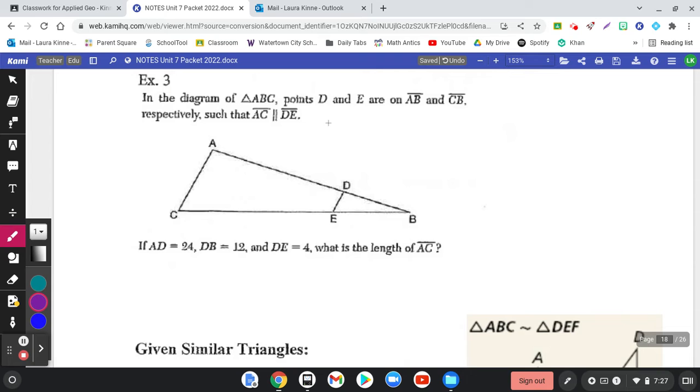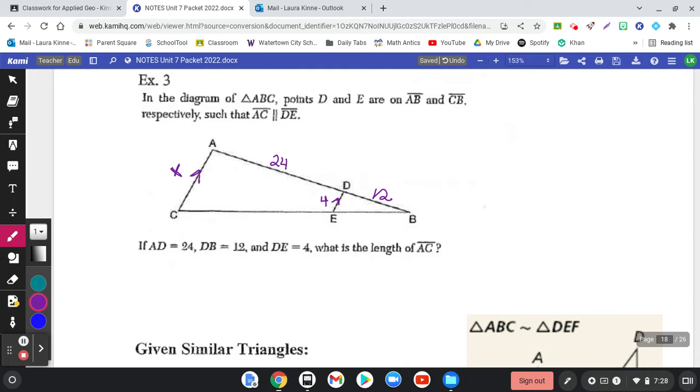Okay. In the diagram, points D and E are on AB and CB respectively, such that AC and DE are parallel. Good to know, because then we have that proportion. All right, so AD is 24. DB is 12. And DE is 4. Find the length of AC.